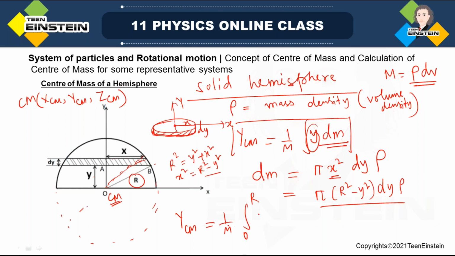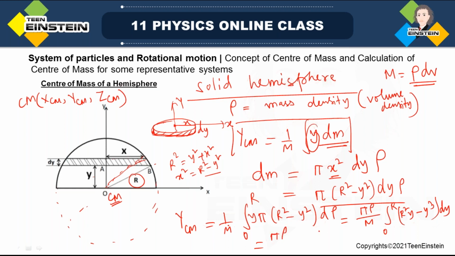So from here, pi, y is already there, then I'm writing the value of dm: pi (r square minus y square) dy into rho. If we do this integration, we get pi rho by capital M, where M is the total mass of the hemisphere, from 0 to R, of (R square y minus y cube), and then you have to integrate with respect to y. If you put in the limits, you'll get it.